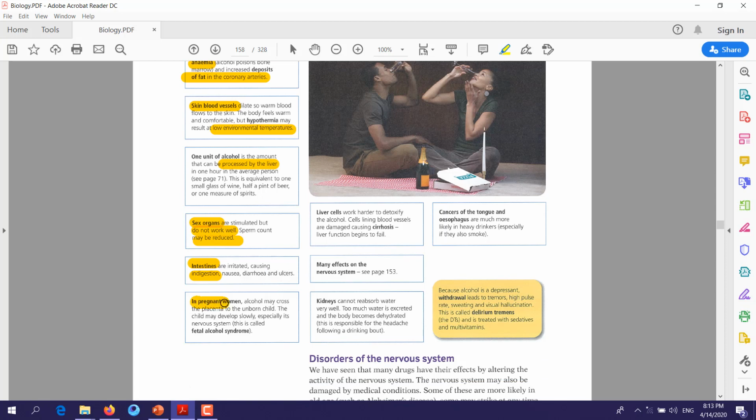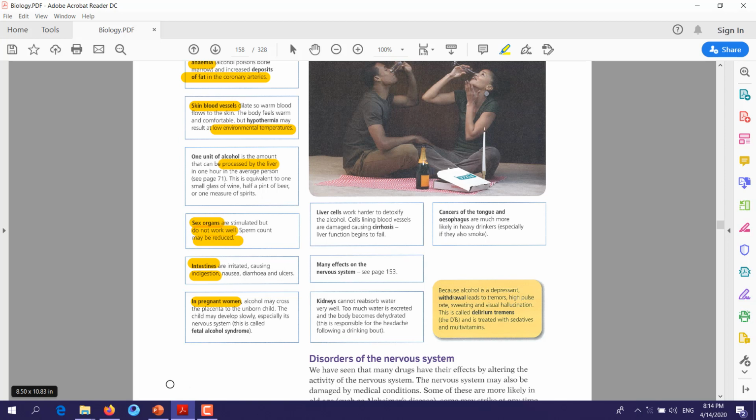Then, it has a negative effect on pregnant women. Maybe you have heard that they say a pregnant woman should not take any kind of drugs or alcohol during pregnancy, especially during the first 3 months, because during these 3 months the embryo is still developing, the body is still dividing, making new cells, developing the body systems. So this alcohol will stop all of these processes.